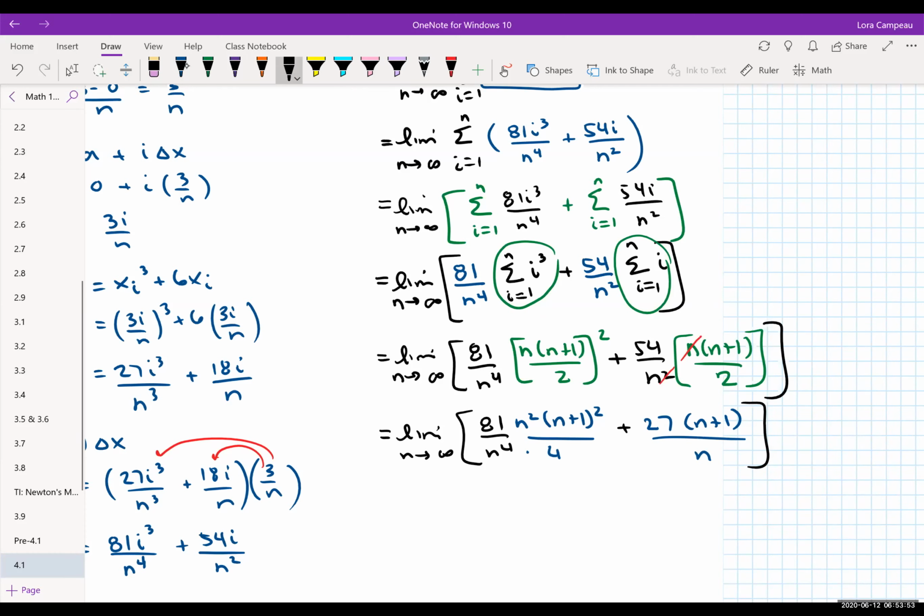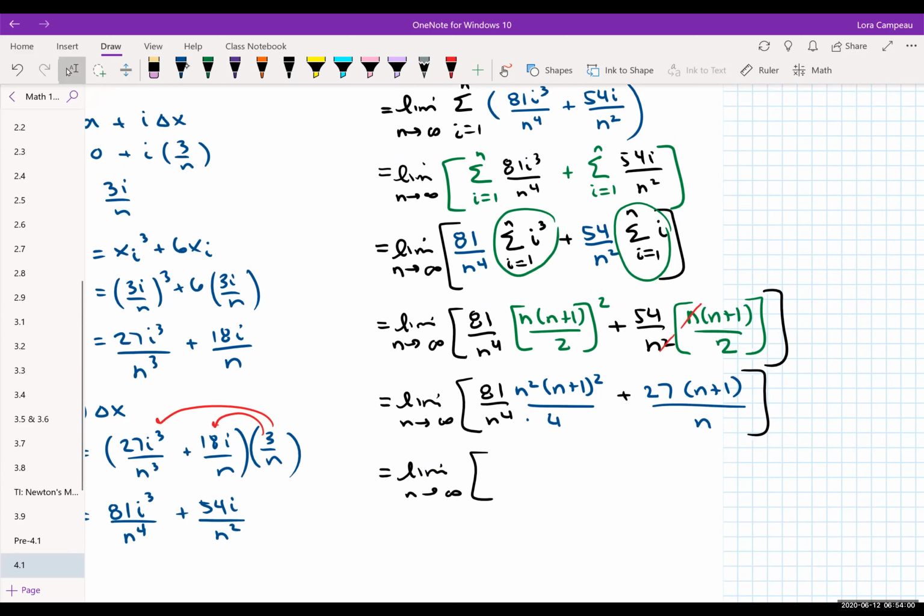And then it looks like maybe I should clean up the other limit, or the 81. So 81 over 4, that's still good to go. Nothing's happening there. But the n squares in the numerator will cancel out with 2 of those in the denominator. So that should leave me with an n squared in the denominator, but there's also a 4. Okay, so now we're feeling a little bit better here.